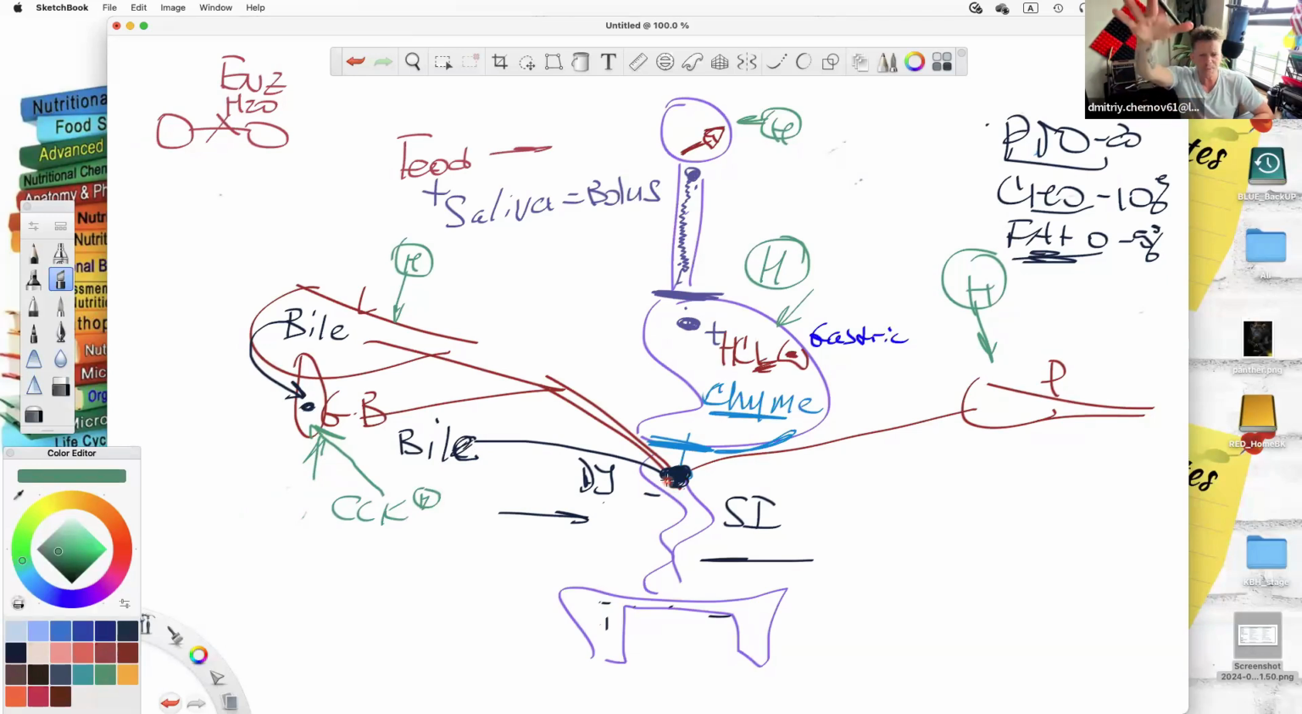CCK can also speed up and slow down stomach emptying. It depends. Maybe you have a lot of food, slow it down, right? You're crazy hungry and eating very little, speed it up so I can absorb it faster. So the liver makes bile, stores it in the gallbladder, CCK acts on the gallbladder, and that bile is released. So you break down big fat globules into smaller ones.